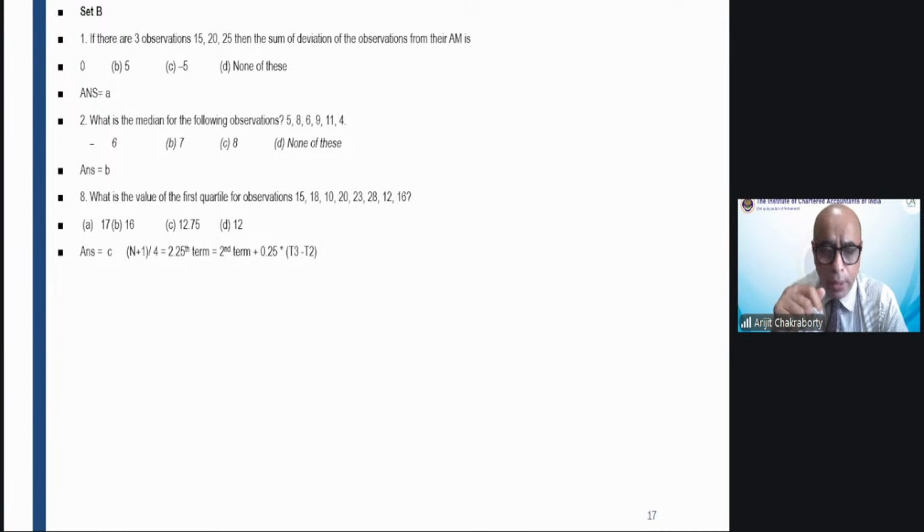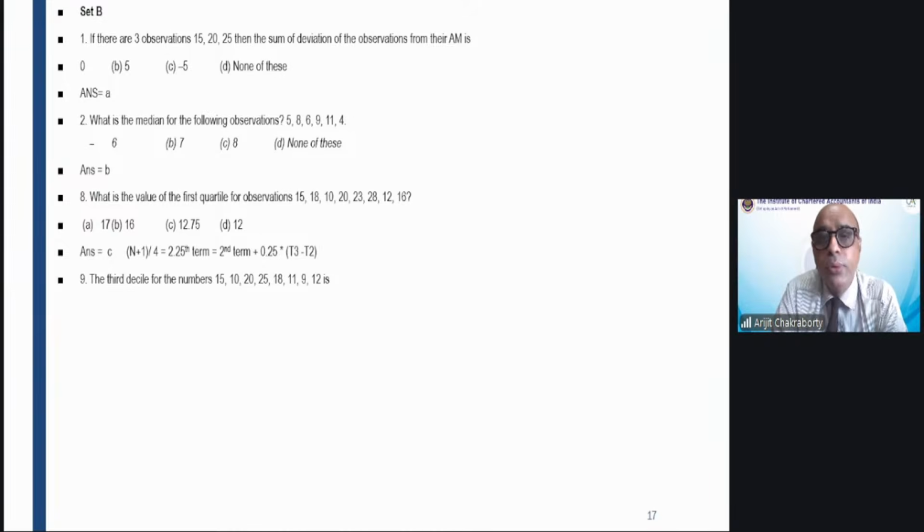So here it is Q1. The question asks you to identify the value of the first quartile. So Q1, or the first quartile, equals (n+1)/4. That means the 2.25th term, which means the second term plus 0.25 into (third term minus second term). Once we arrange the numbers in ascending order, you will arrive at the answer, which will be 12.75. Option C is the right answer.